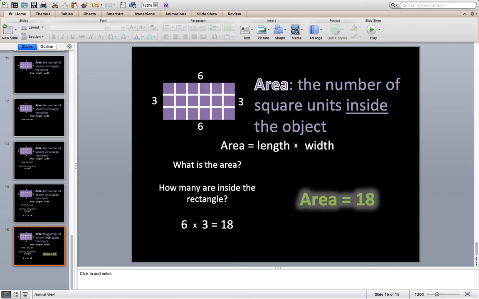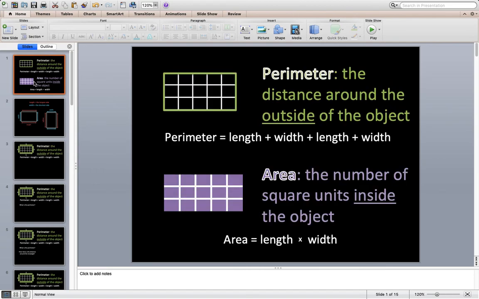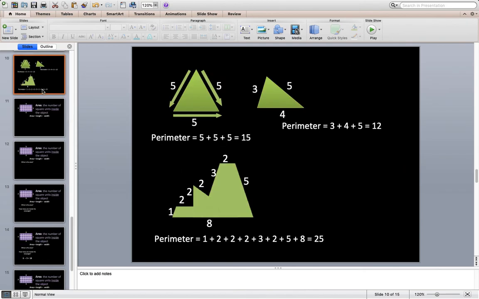Remember, all you have to do to find area is multiply the length times the width. And all you have to do for perimeter is add up each side. Length, width, or in the case of a triangle, it's going to be this side plus this side plus this side. Or in the case of this crazy shape that I have no idea what I would call it, just each side. This one plus this one plus this one, and so on. As long as you've got all the sides and you haven't counted one side more than once, you're good to go.